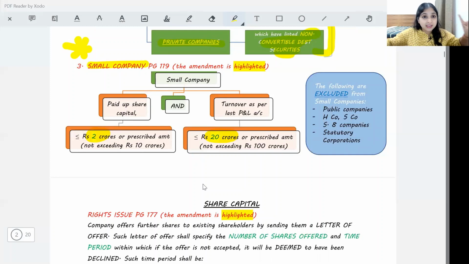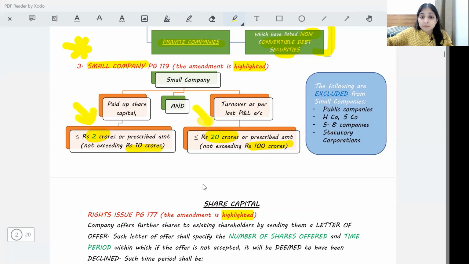So two criteria: paid up share capital not more than 2 crores, and second, turnover not more than 20 crores. Please repeat along with me again. What are small companies? Those companies whose paid up share capital does not exceed 2 crores and turnover does not exceed 20 crores. This 2 crores number can be increased by the government up to 10 crores, and this 20 crores number can be increased by the government up to 100 crores.